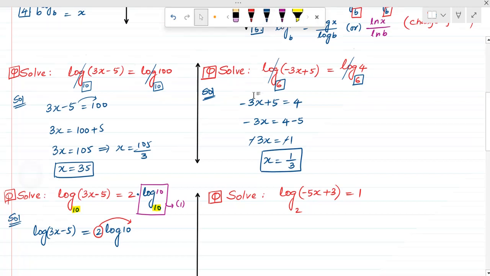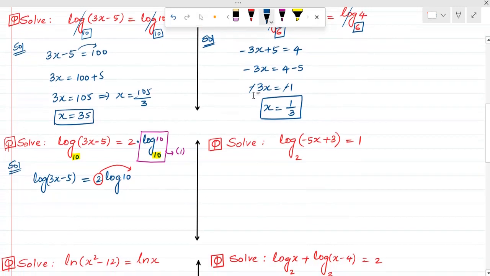So it becomes log 3x minus 5 is equal to log base 2 of 10 to the power 2. So it becomes 100. Now you will have both sides as a log function with the same base, so I can cancel this part.